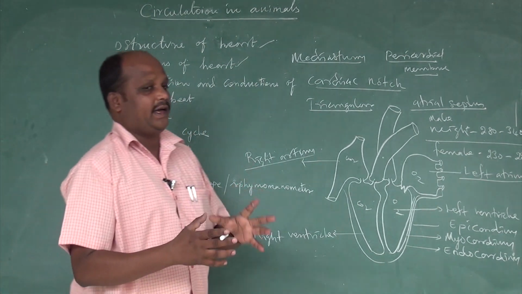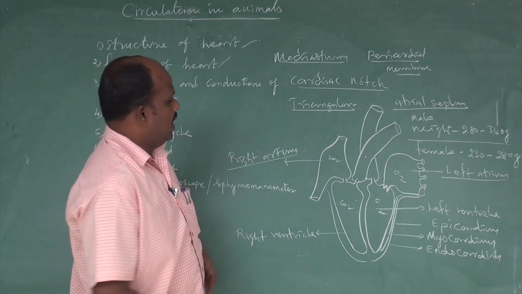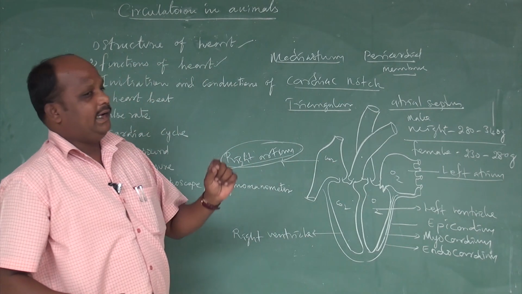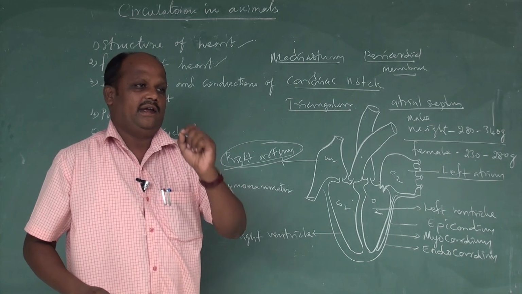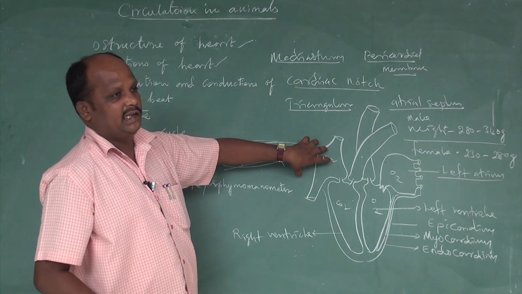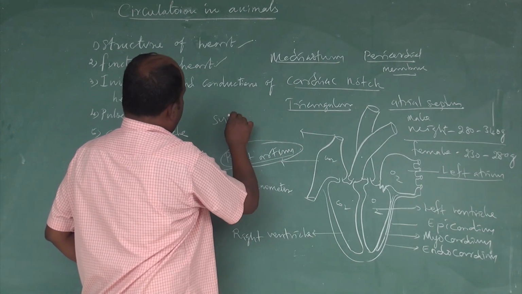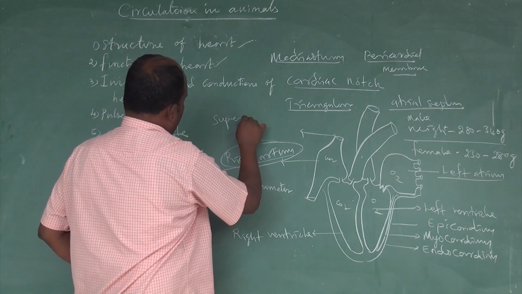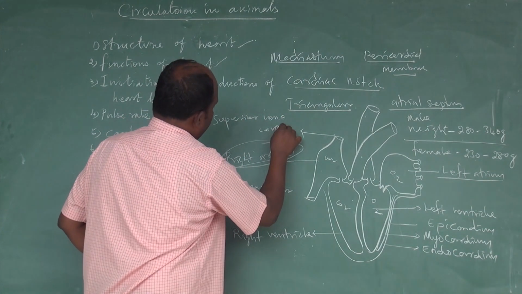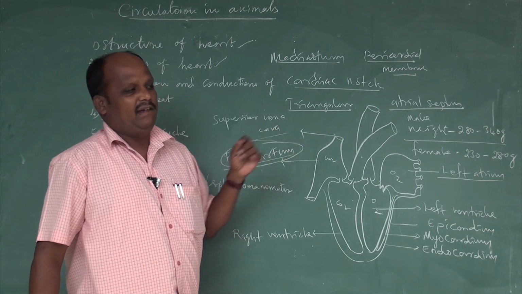The functions of the heart start from the right side upper chamber, that is the right atrium. I told you the right atrium is otherwise called the right auricle. The right auricle contains major blood vessels. One is the superior vena cava, otherwise called the precaval vein.